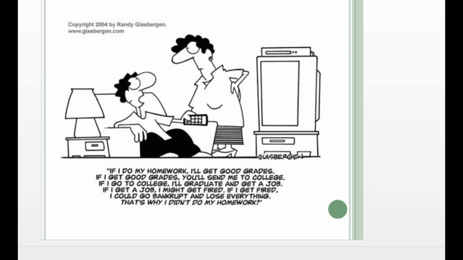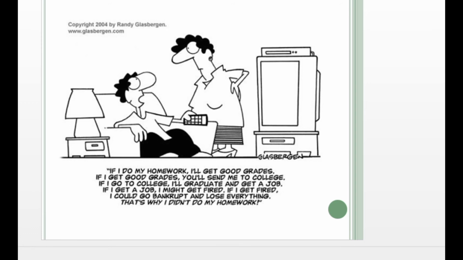Take a look at this example. The son tells his mom, if I do my homework, I'll get good grades. If I get good grades, you'll send me to college. If I go to college, I'll graduate and get a job. If I get a job, I might get fired. If I get fired, I could go bankrupt and lose everything. That's why I didn't do my homework.